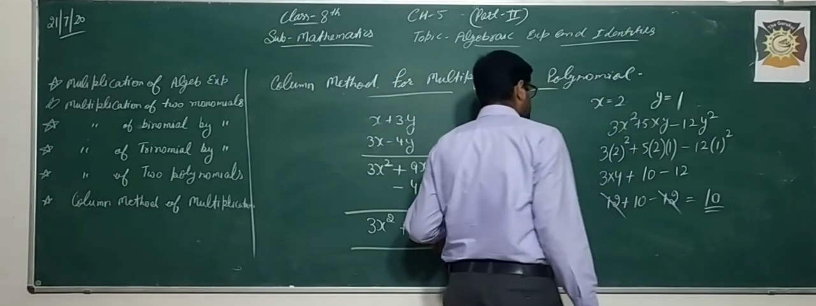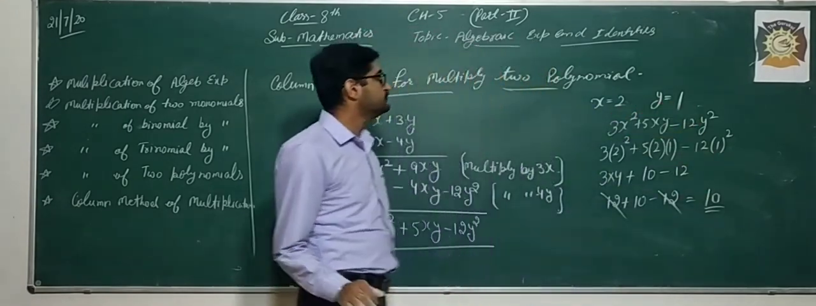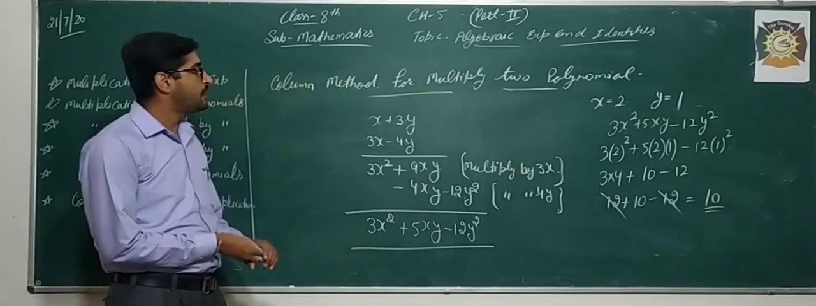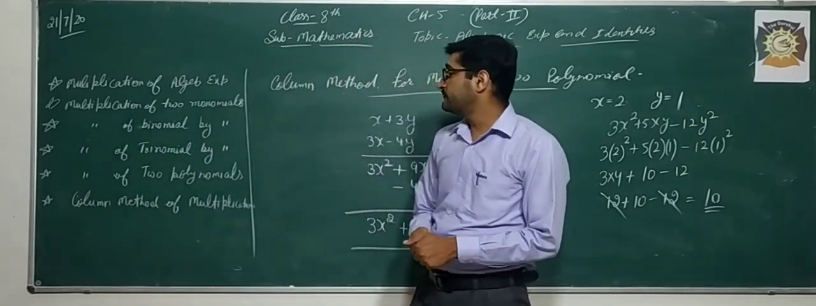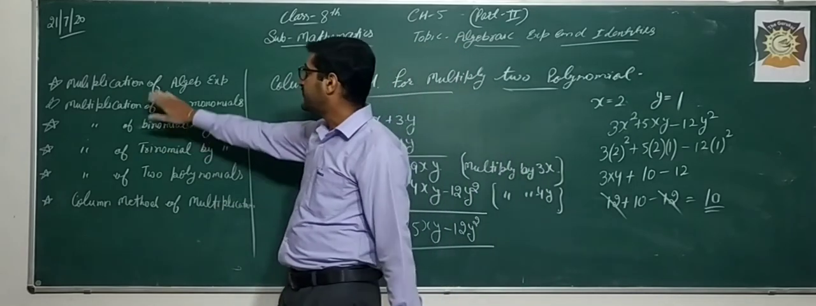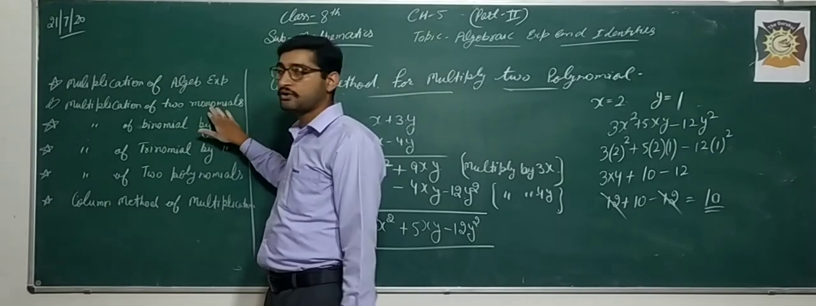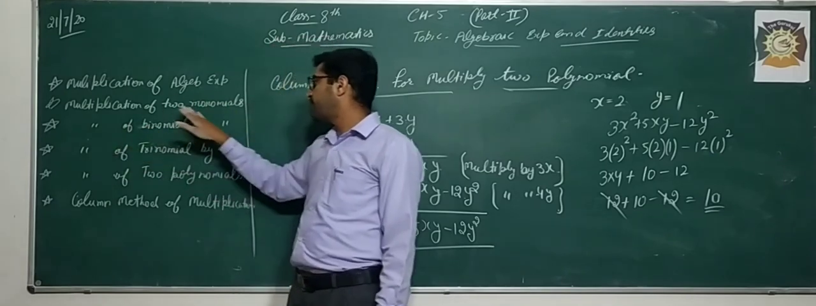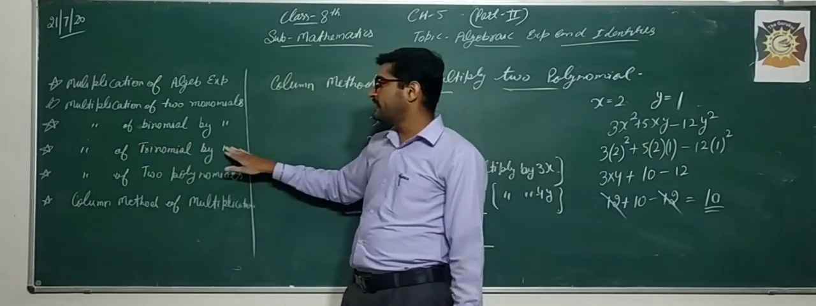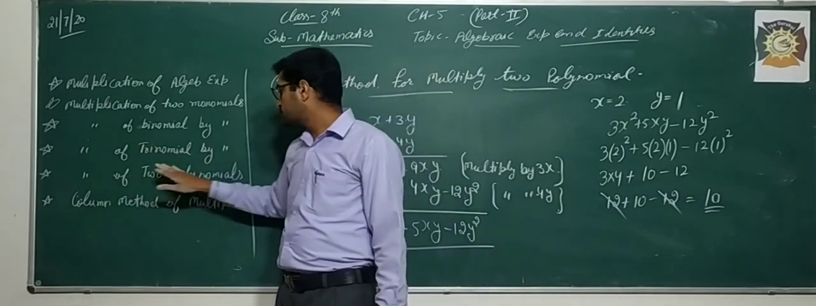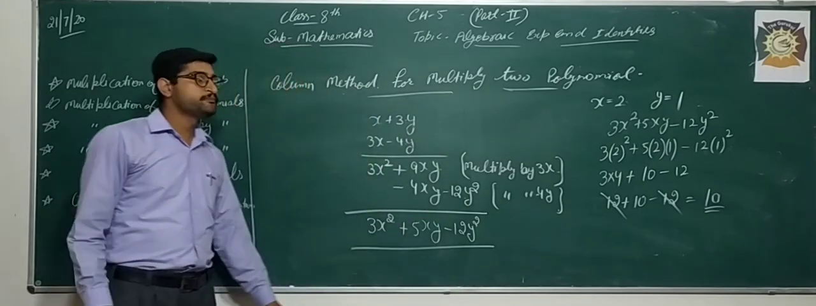This is the value when in this expression we put x equal to 2 and y equal to 1. So this is all about the multiplication that we have discussed today: the multiplication of algebraic expressions, multiplication of two monomials, multiplication of a binomial by a monomial, multiplication of a trinomial by a monomial, multiplication of two polynomials, and this last is the column method.